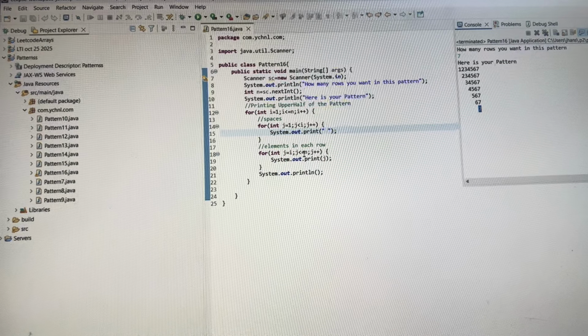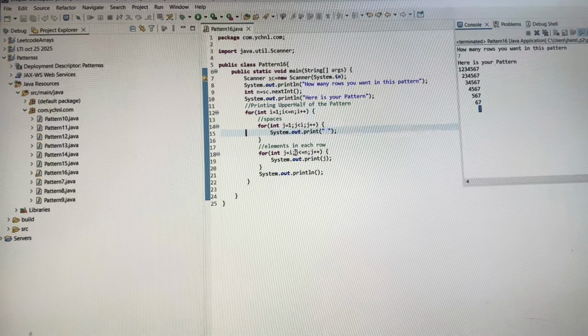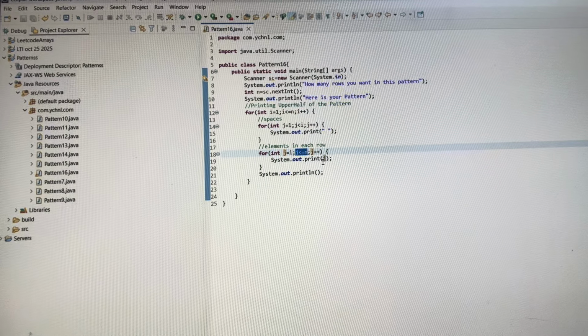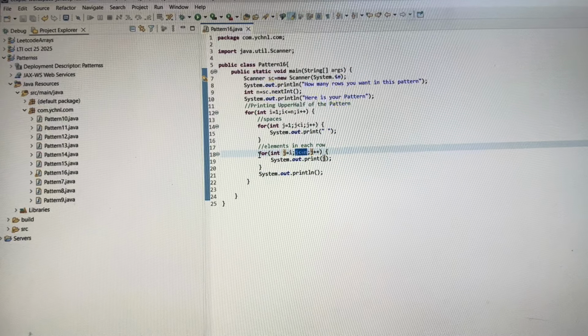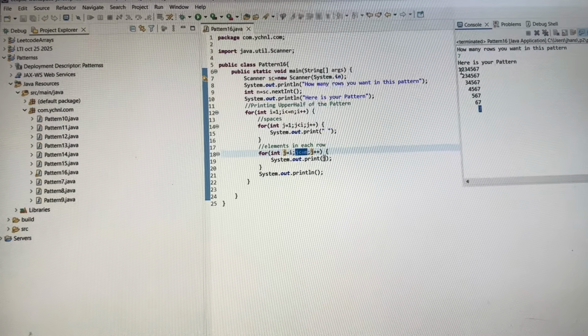1 less than or equal to 7, right? So till this condition fails, it will keep running in this loop, and it will print all the elements up to 7 in the first row.